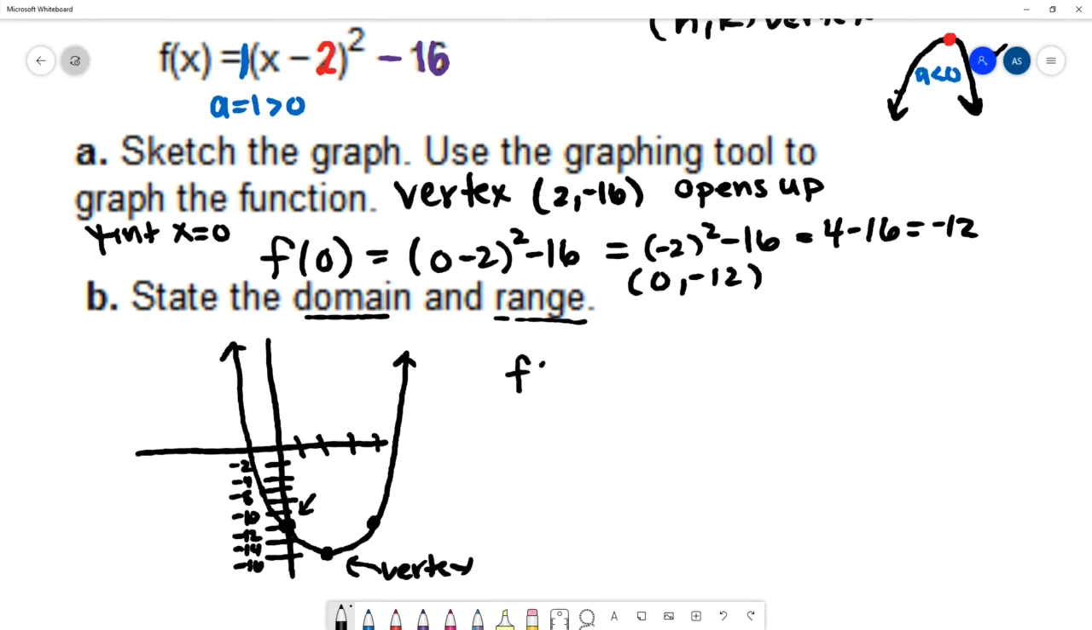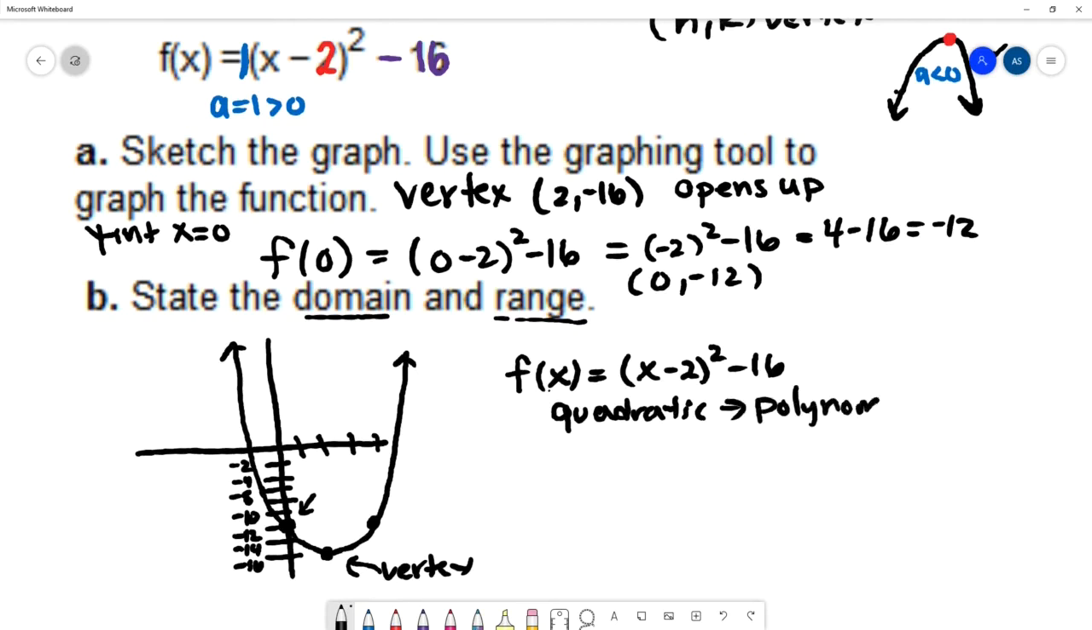This quadratic, f of x equals (x minus 2) squared minus 16. As I said, it's a quadratic equation because of the squared. A quadratic is a type of polynomial, and every polynomial has a domain of all real numbers, no restrictions. So analytically, we know that it has a domain of all real numbers, negative infinity to infinity.